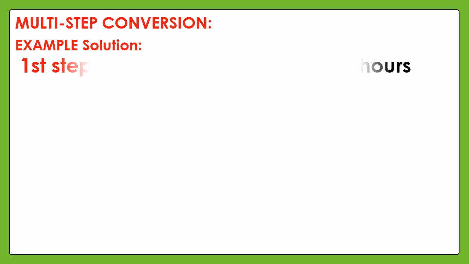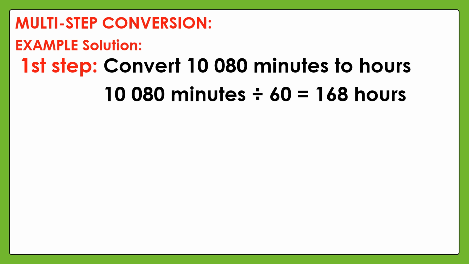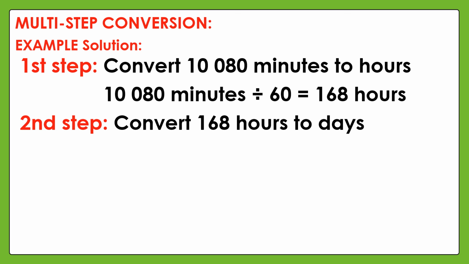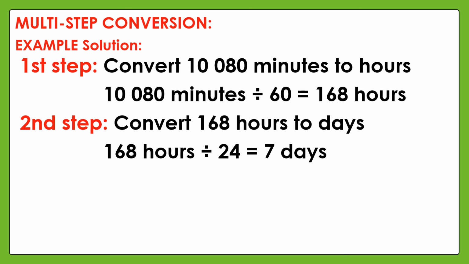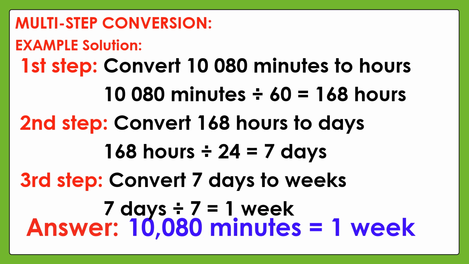Here's the example solution. First step, convert 10,080 minutes to hours. 10,080 minutes divided by 60 is equal to 168 hours. Second step, convert 168 hours to days. 168 hours divided by 24 is equal to 7 days. Third step, convert 7 days to weeks. 7 days divided by 7 is equal to 1 week. The answer: 10,080 minutes is equal to 1 week.